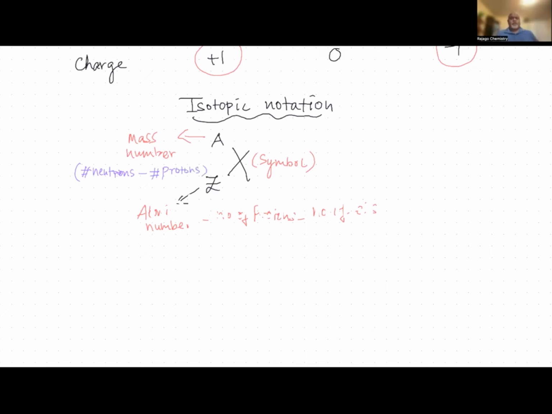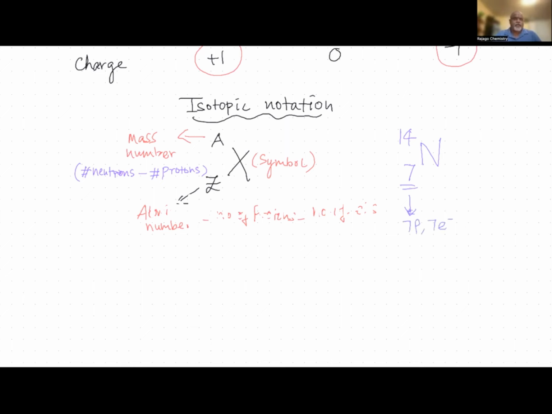Okay, let's look at an example. Let's look at nitrogen, 7, 14. Now this Z, the 7, represents the number of protons. So it has 7 protons and 7 electrons.